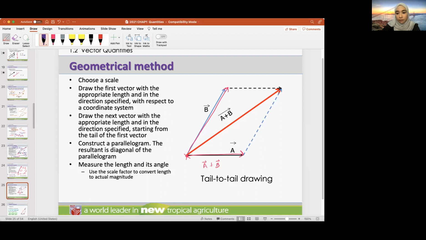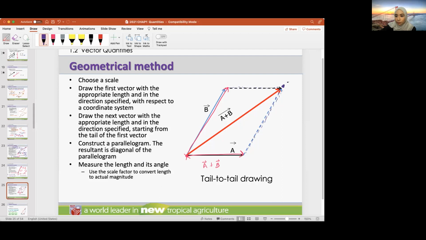So the tails are connected together. And then the next step is to draw a line that is parallel to vector A. Draw a line that is parallel to vector B. We do it in dash, because it's not a vector. You're just trying to meet these two points together. So it's not a vector. I'm just making something that is parallel to vector A, something that is parallel to vector B. I connect these two together.